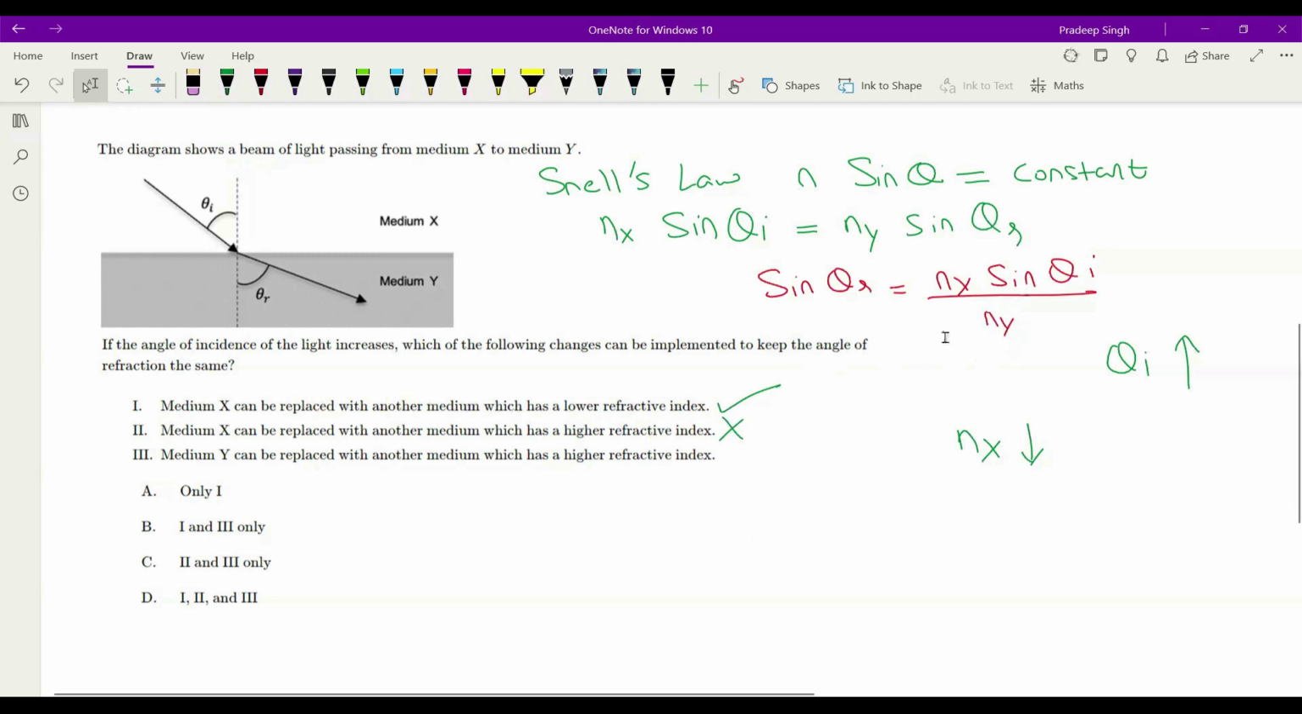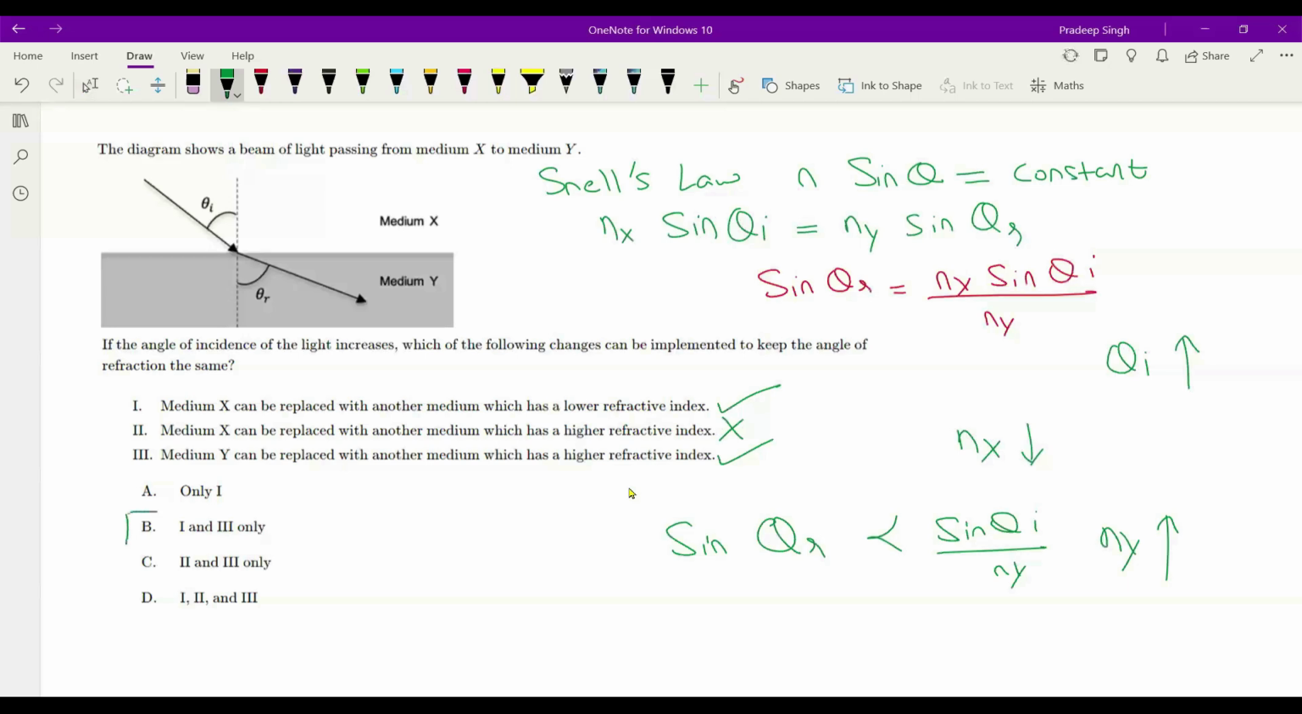Likewise, if we look at ny, again theta r is supposed to be constant, and if theta I is increasing, ny also has to increase. So we can say that sine theta r is directly proportional to sine theta I divided by ny. Now in the question, theta I is increasing, so ny also needs to increase. Only then will sine theta r be a constant. So that's why medium Y can be replaced with another medium with a higher refractive index. So ny needs to increase, which means statement 3 is correct, which means our final answer is option B, 1 and 3 only.